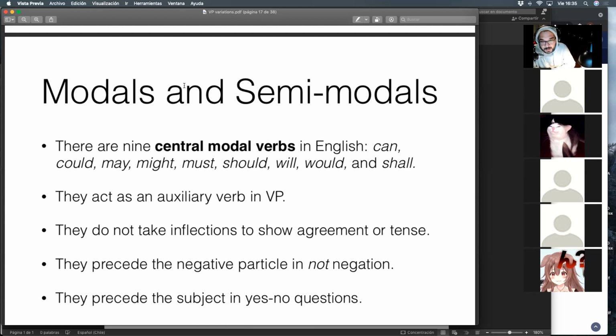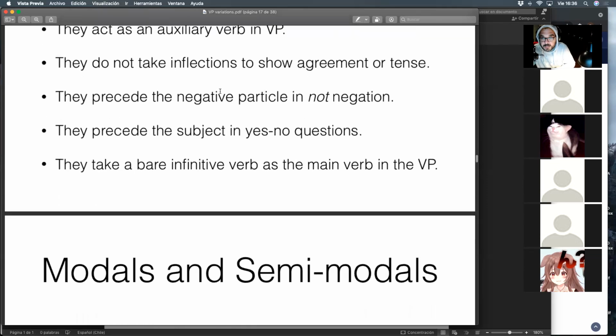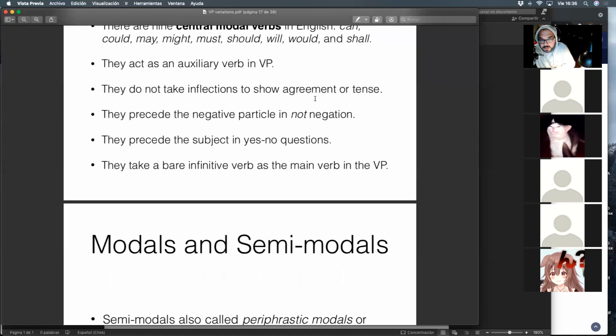They act as an auxiliary verb in verb phrases. We know that from the previous test. They do not take inflections to show agreement or tense. We know that from the previous test. They precede the negative particle in not negation. We know that from the previous test. They precede the subject in yes/no questions, and we know that from the previous test as well. They take a bare infinitive verb as the main verb in the verb phrase. Yeah, we know that from the previous test as well.